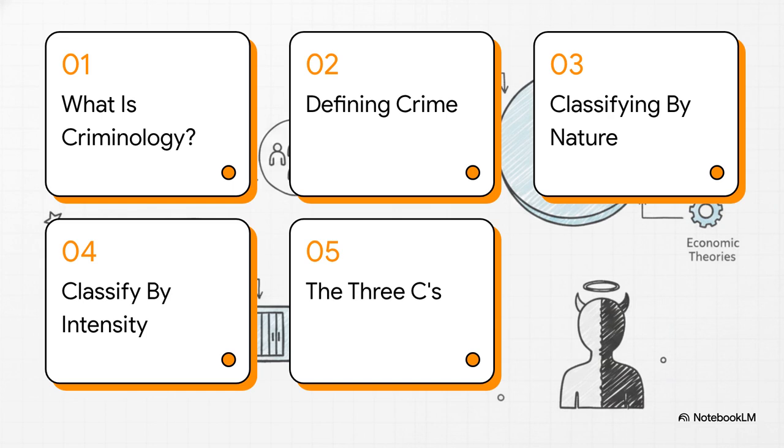We've got 5 sections lined up for you. Section 1, What is criminology? Section 2, Defining crime precisely. Section 3, Classifying by nature. Section 4, Classifying by intensity. And finally, Section 5, the 3 C's. Let's get right to it.